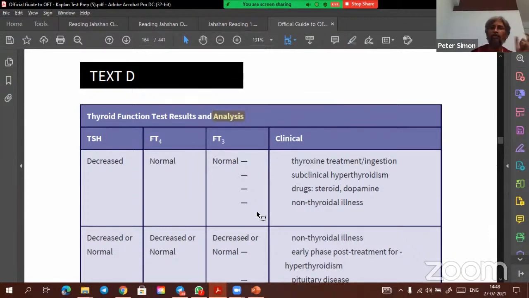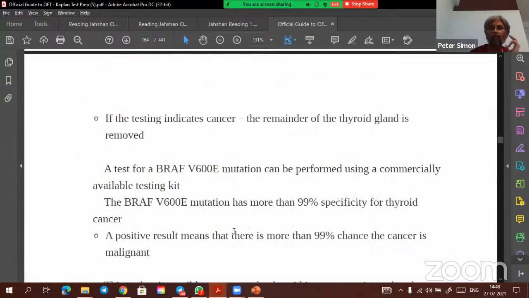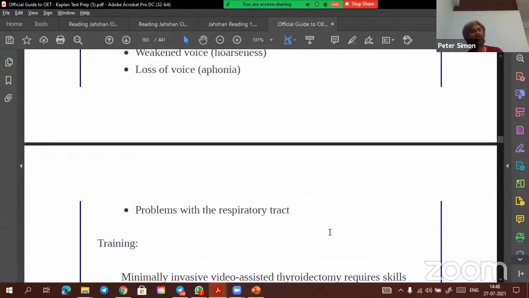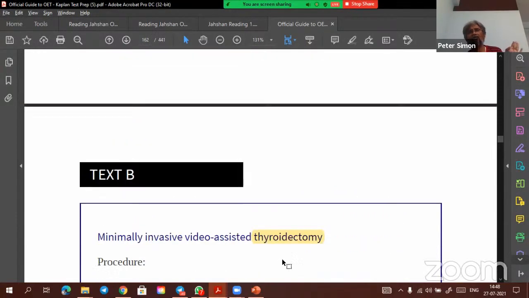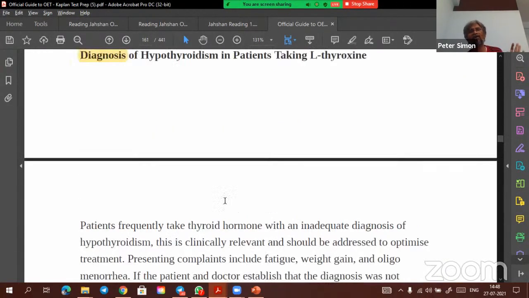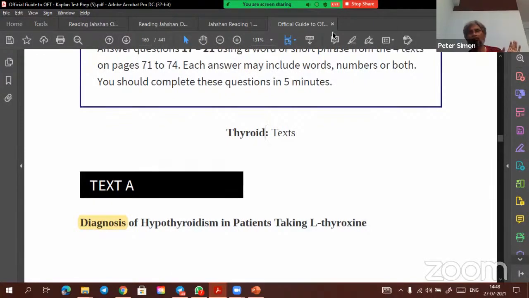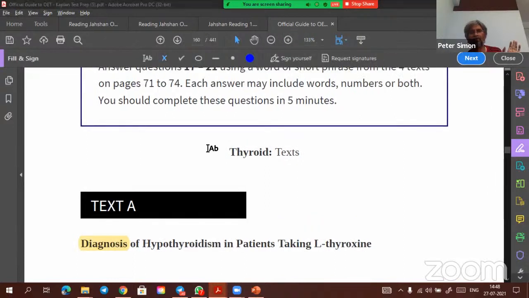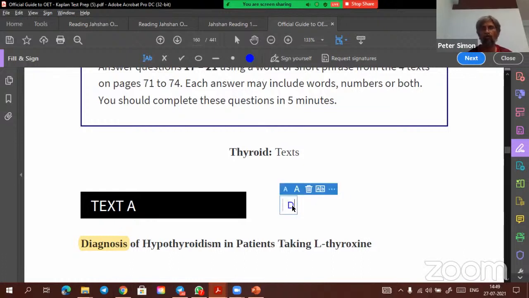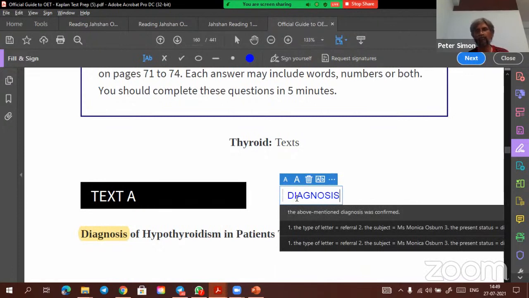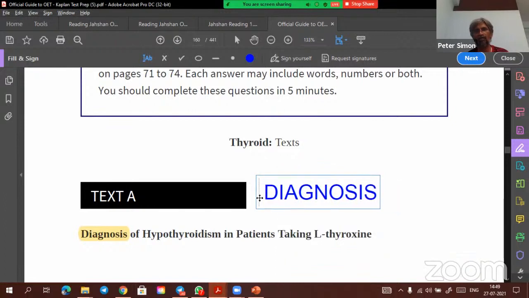So A is related to what? Diagnosis. Remember that one. So only these four words you have to take, nothing else. No need to read anything. I'm telling you. No need to read anything. So this text A is related to diagnosis. Don't read anything else. Text A is related to diagnosis.